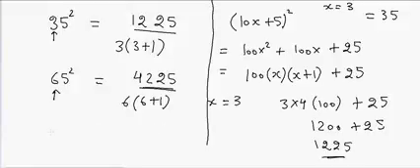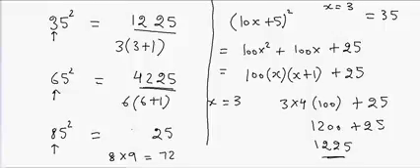Another example, if I have 85 squared and I want to square it, that will end in 25, and we'll do 8 times 9, which is equal to 72. So the answer is 7225. So this is how this trick works.